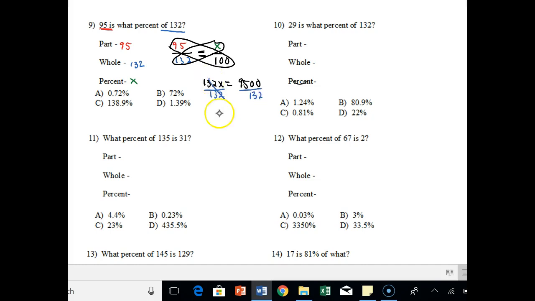And we get our answer of x is equal to 71.96. But if we round that, that's x is equal to about 72. So 72%, right? And not 0.72.